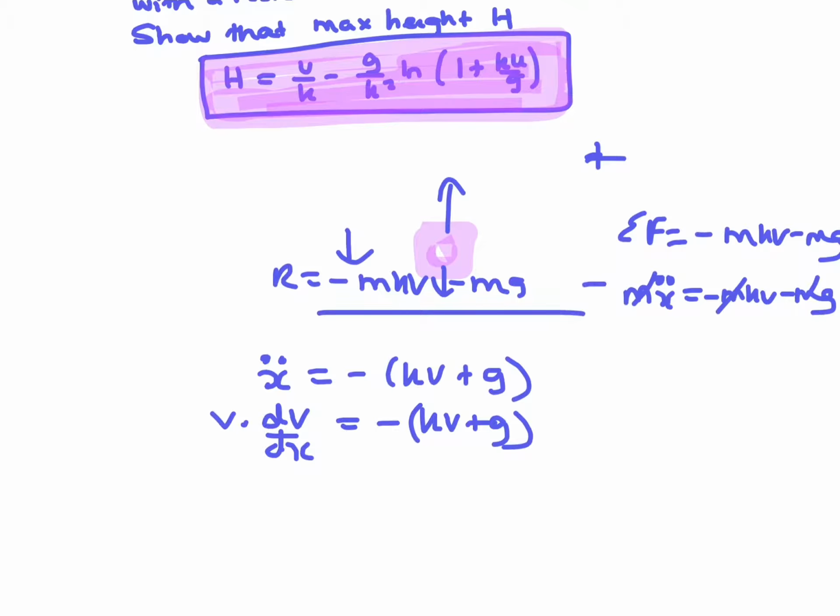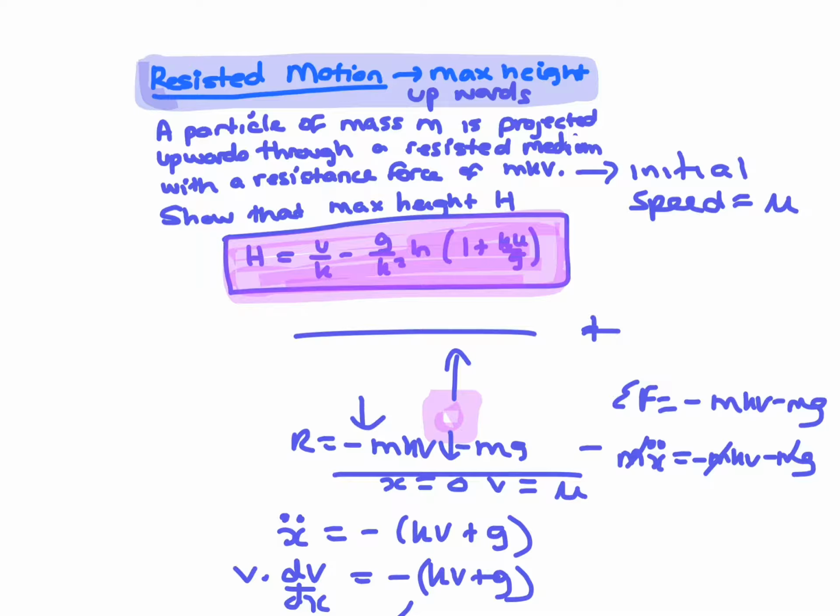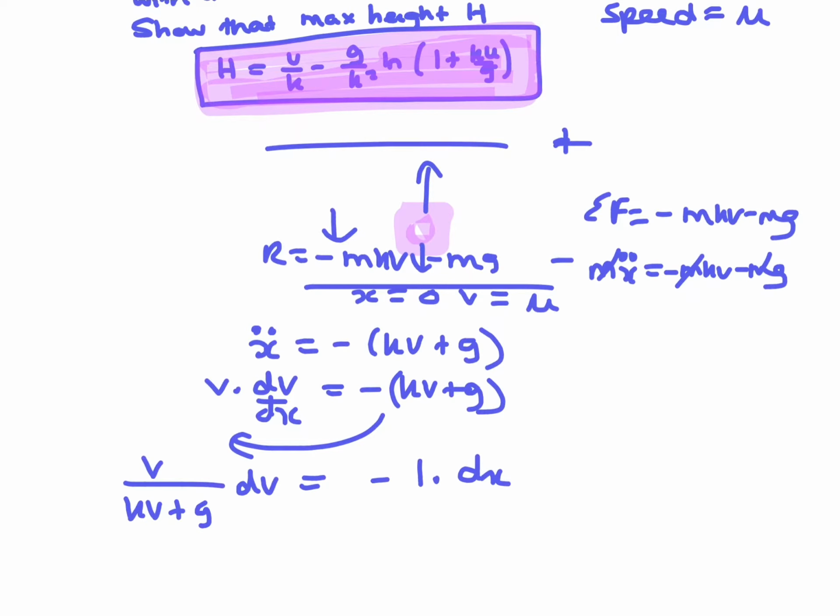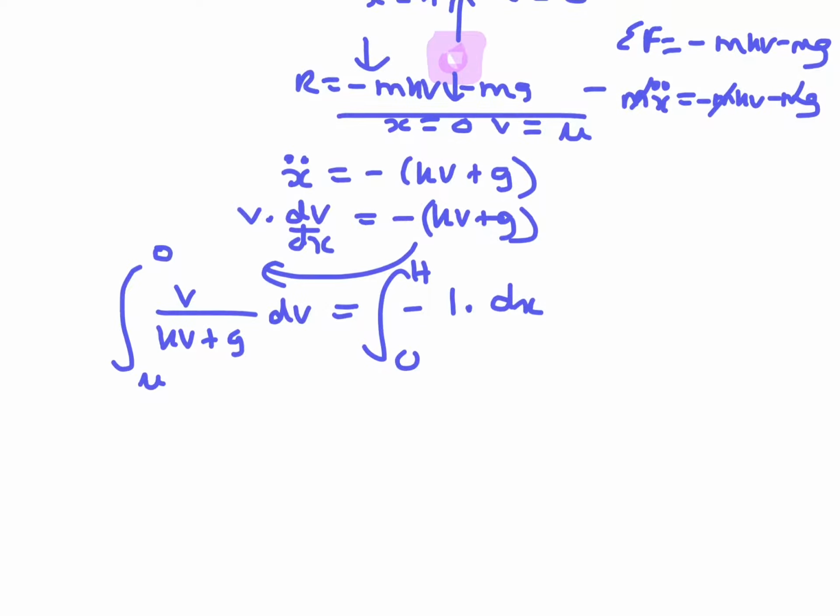Now, because we're after the max height, we know when x equals 0, v will be mu. And I think in the question I should have said the object is projected up, that the initial speed equals mu. Okay, and that's what that mu is in that solution. So you go from mu and then it goes up to v equals 0, and this is up to x equals h. So when you integrate this, you go from mu up to 0, and on this side you're going from 0 up to big H.